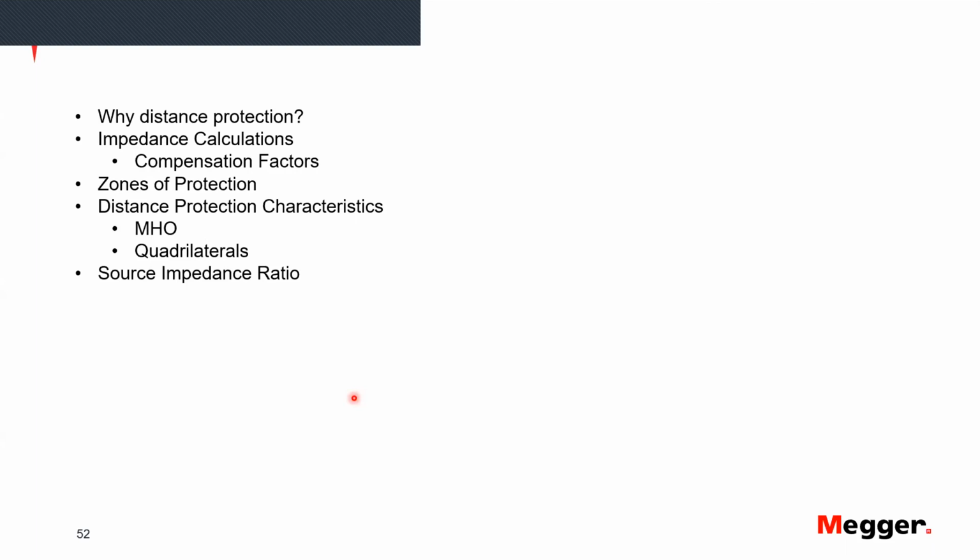Now, as a summary, because we are about to end the theoretical part, we have talked about why we do distance protection. We talked about impedance calculations and compensation factors. I hope I didn't bore you too much with that. We talked about zones of protection, and we did a brief introduction to the characteristics like Mho and quadrilaterals, and we also talked about the source impedance ratio.